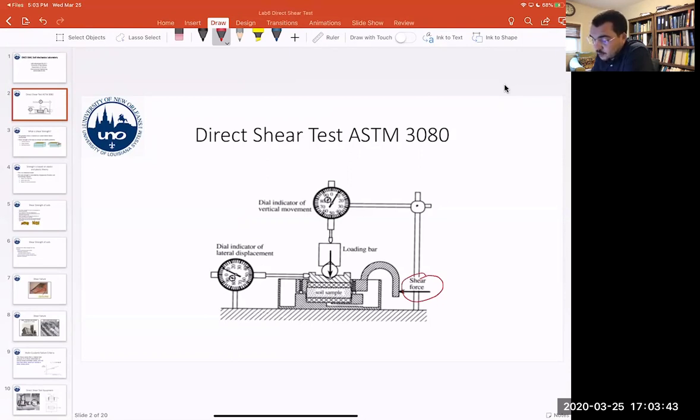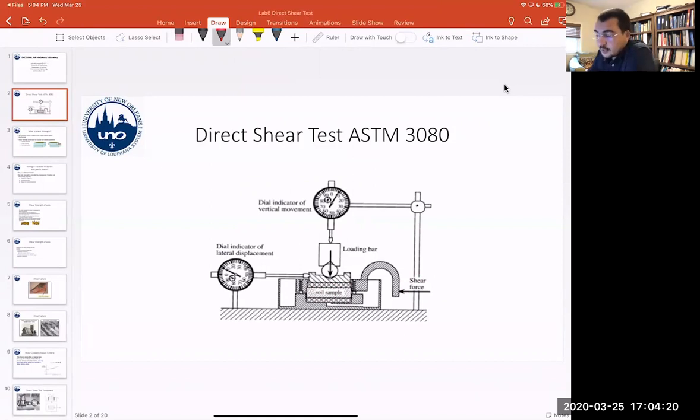And you have the soil sample in here, and like the permeability test, you'll have a permeable rock here and a permeable rock on this side. What you will do is apply a normal stress or a normal load to the sample, and simultaneously apply a shear force from this direction, and you will shear the sample. So you will cause the sample to fail.